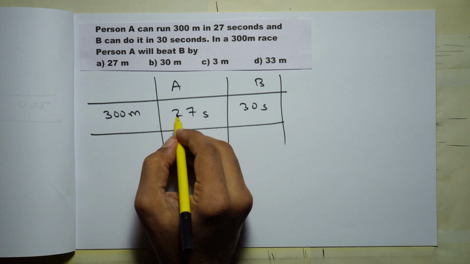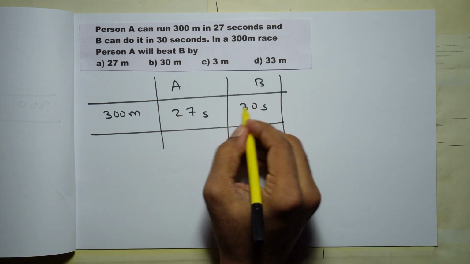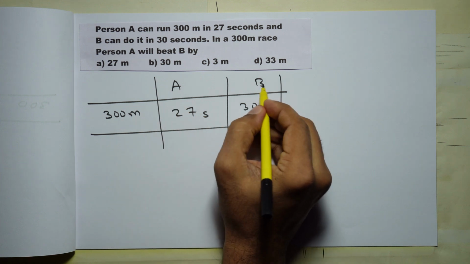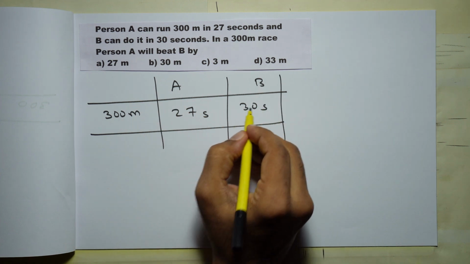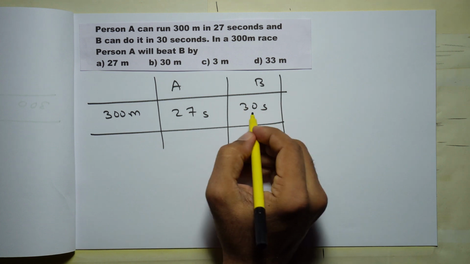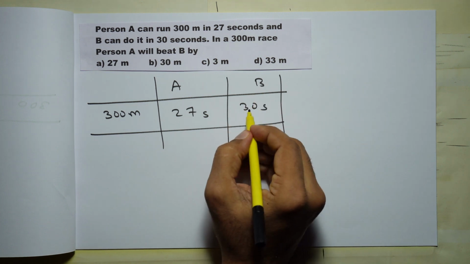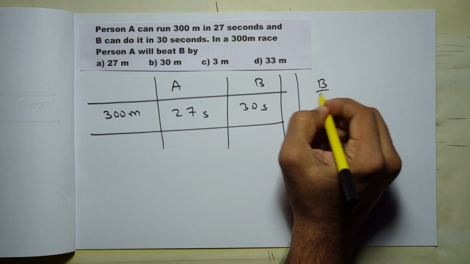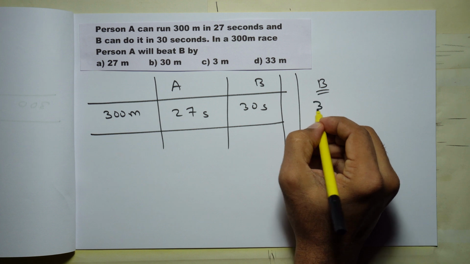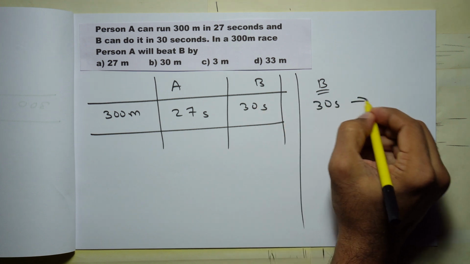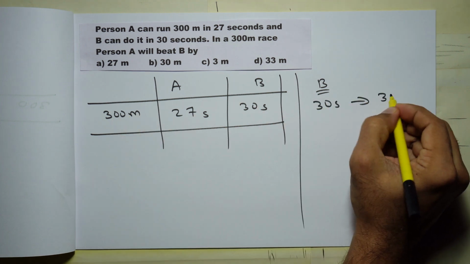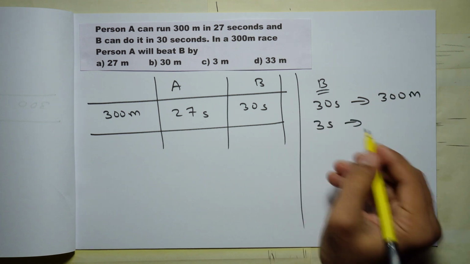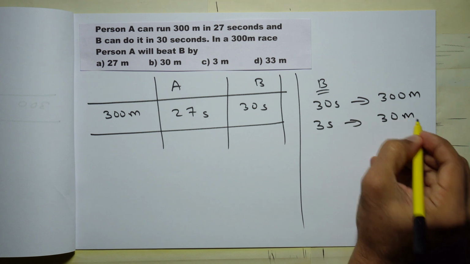Now A requires only 27 seconds whereas B requires 30 seconds. So after A has completed his race, B requires another 3 more seconds to complete the race. So first we'll calculate the distance traveled by B in the 3 seconds. So we'll just look at B alone. Now if you look at B, in 30 seconds, B can do the full race, that is 300 meters. So in 3 seconds, B will do 30 meters.